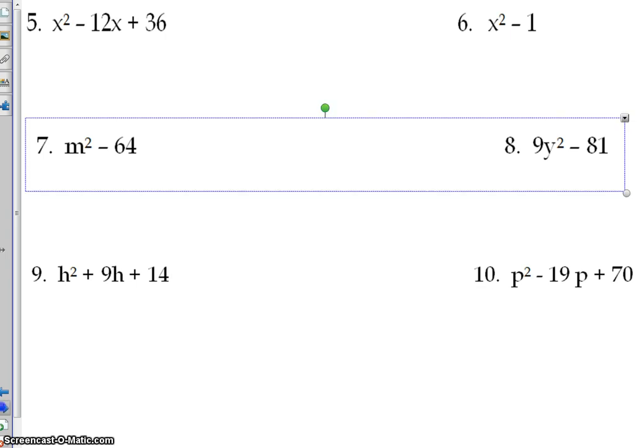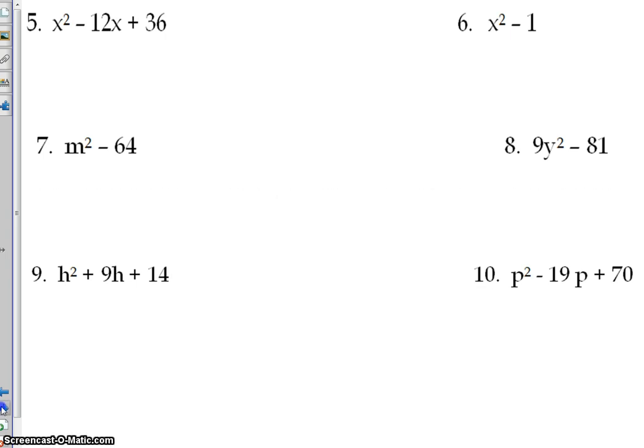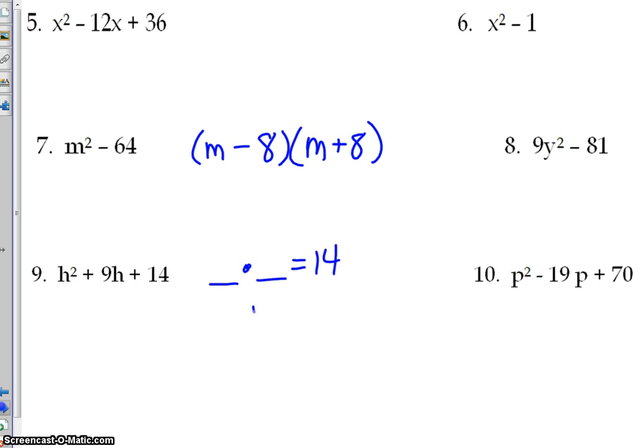2 more. This is the difference of 2 squares for 7. So I'm looking at 7, I'm saying to myself, well, the square root of m squared is m. Square root of 64 is 8. It's just m minus 8, m plus 8. 9 is one where we say what two numbers multiply to get 14. Actually, we did this together, didn't we? And they add to equal 9. And if you remember right, the two numbers were 2 and 7. So we did that already.